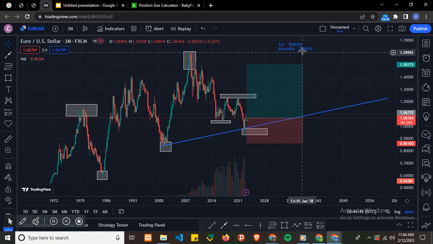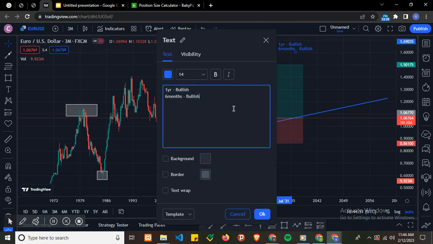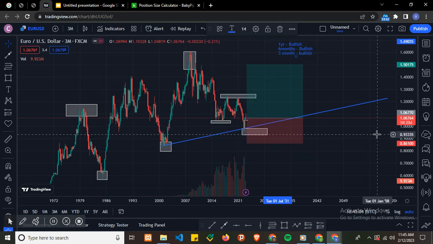So on 6 months we have bullish. 3 months we also have bullish. That bullish engulfing pattern gives us the information we need to go long.